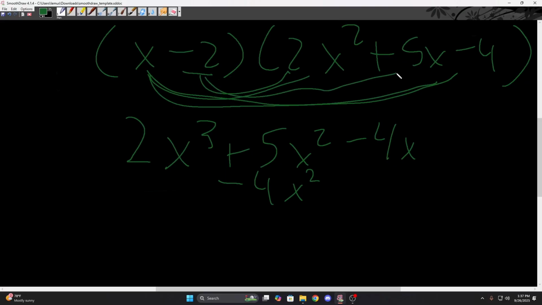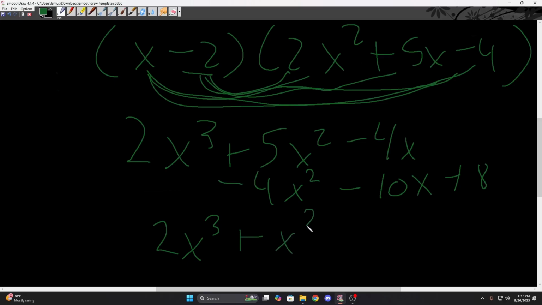So now you should get negative 2 times 5x. That's negative 10x. And then you do negative 2 times negative 4, which is positive 8. Now you should be left with, after adding all like terms, 2x cubed plus x squared minus 14x plus 8. And that's the test. I got 100 on it, and yeah, it was pretty easy.